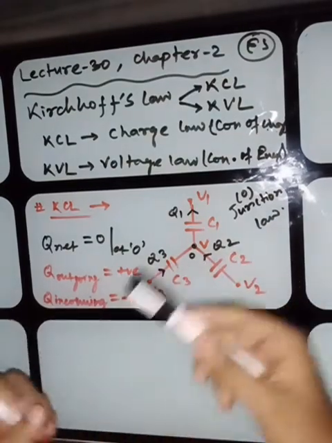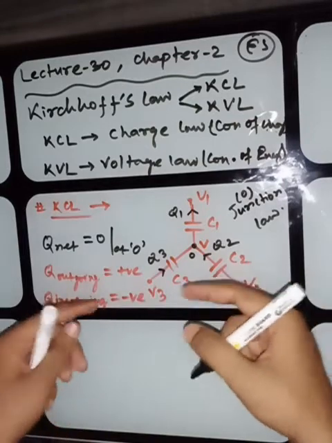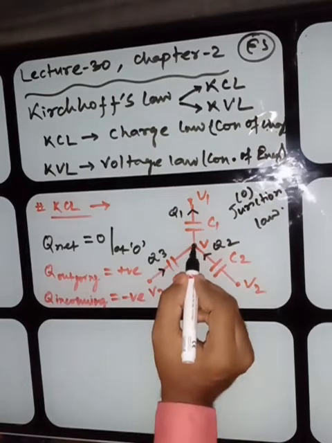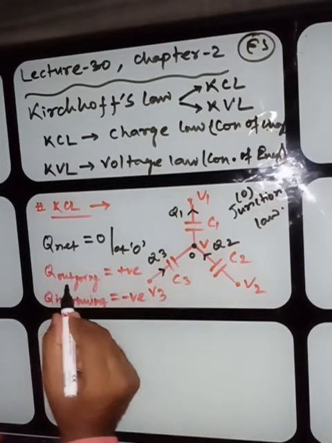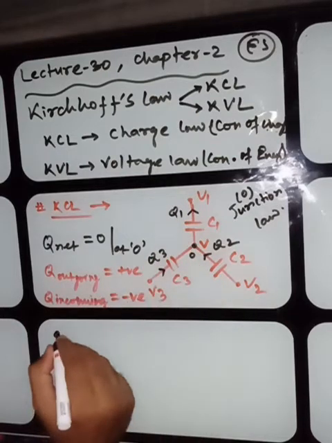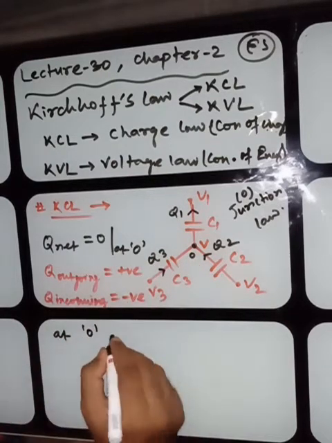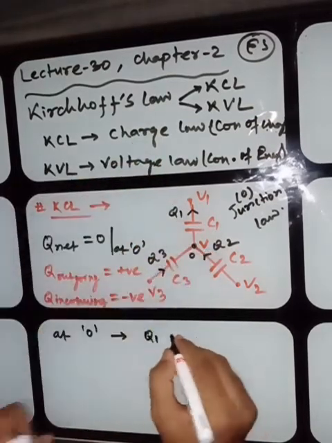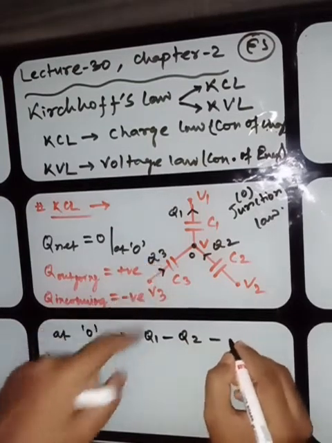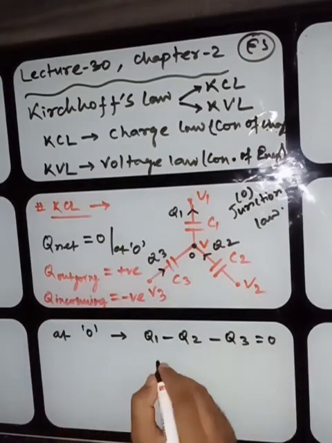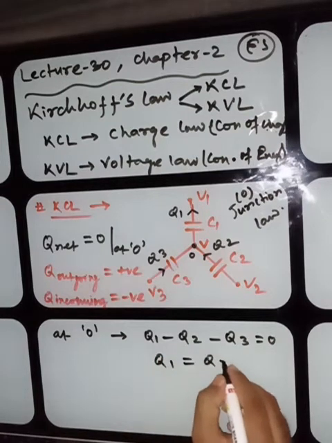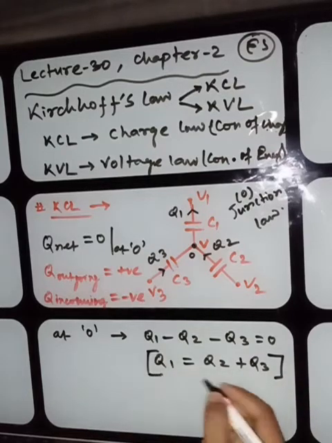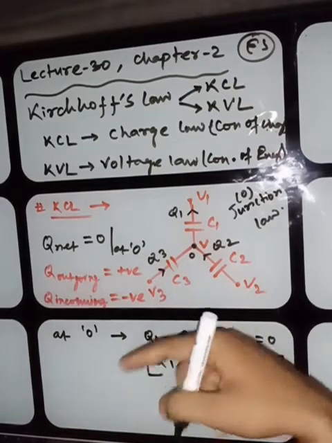Okay, student, using that assumption, what you will write using this equation and this assumption, you will write from this particular junction, as we have taken the assumption outgoing charge will be taken as positive. It means at junction O you can write Q1, this is positive, minus Q2 minus Q3 will be how much? 0. It means Q1 is equal to Q2 plus Q3. This is an equation that will help you to solve the electronic circuit, my dear student.